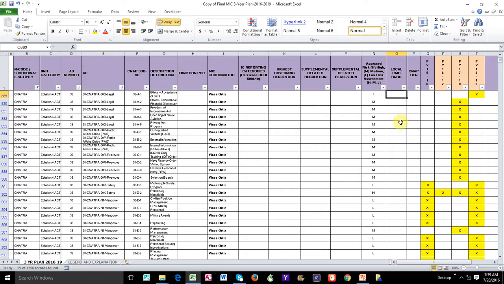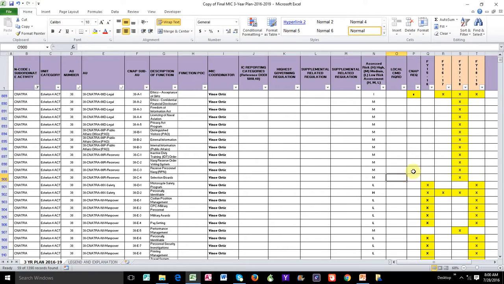There are a couple of overrides for this, though. For example, if it's a low risk here, but the local commander wants to look at it every year anyway, you can mark that block and it'll change it to all 3 years. Or if it's not a local commander, but CNAP, the IG wants to look at it, or the commander wants to look at it here every year, mark that block, and it also goes to every year.